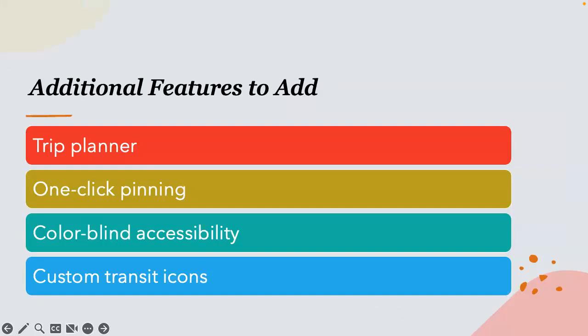We do have some additional features that we wanted to add. You'll see this function in a demo, but we're able to pin routes, though it's not very intuitive. It takes a couple of clicks. It's not currently colorblind accessible. We currently only have one transit icon for every type of transit. And the biggest thing is we don't have a trip planner, which was something that we really wanted. You can't put in your location and then put in a destination and have it generate a route for you.